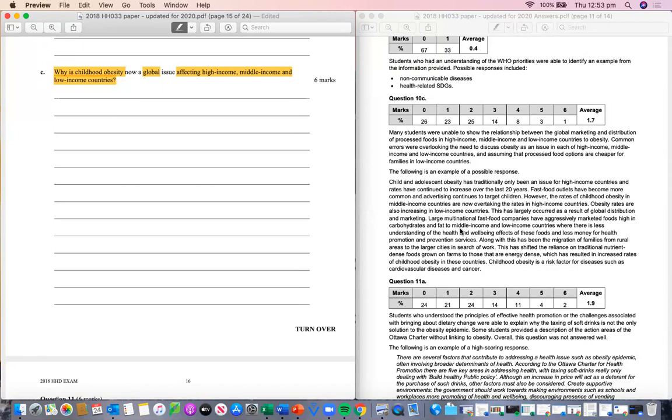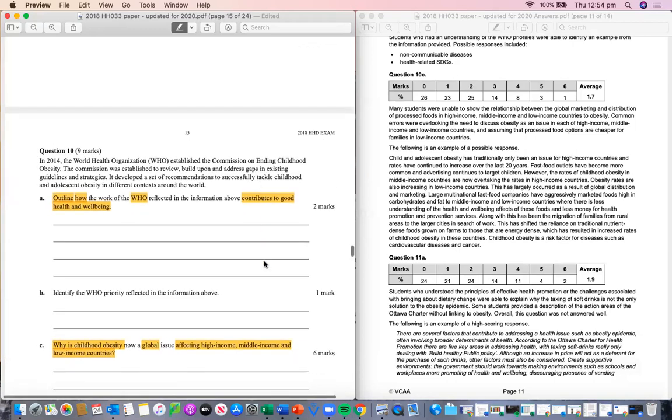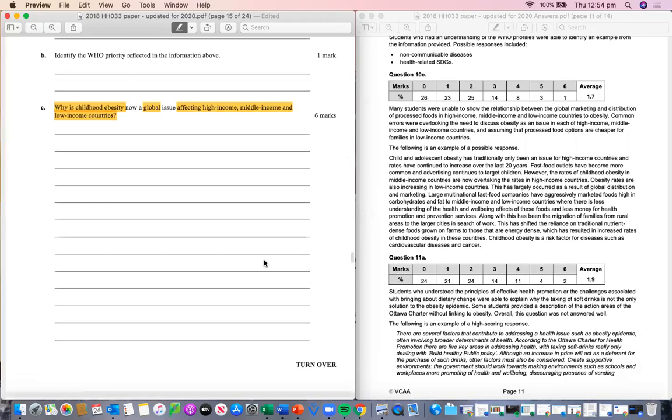So, an example of a possible response. Child and adolescent obesity has traditionally only been an issue for high income countries and rates have continued to increase over the last 20 years. With that first statement there, I don't think mentioning the 20 years is going to be the be all and end all. There's no data to represent that. If you mention that it's only been an issue for high income countries and rates have continued to increase, that's fine. Fast food outlets have become more common and advertising continues to target children. However, the rates of childhood obesity in middle income countries are now overtaking the rates in high income countries. Obesity rates are also increasing in low income countries.